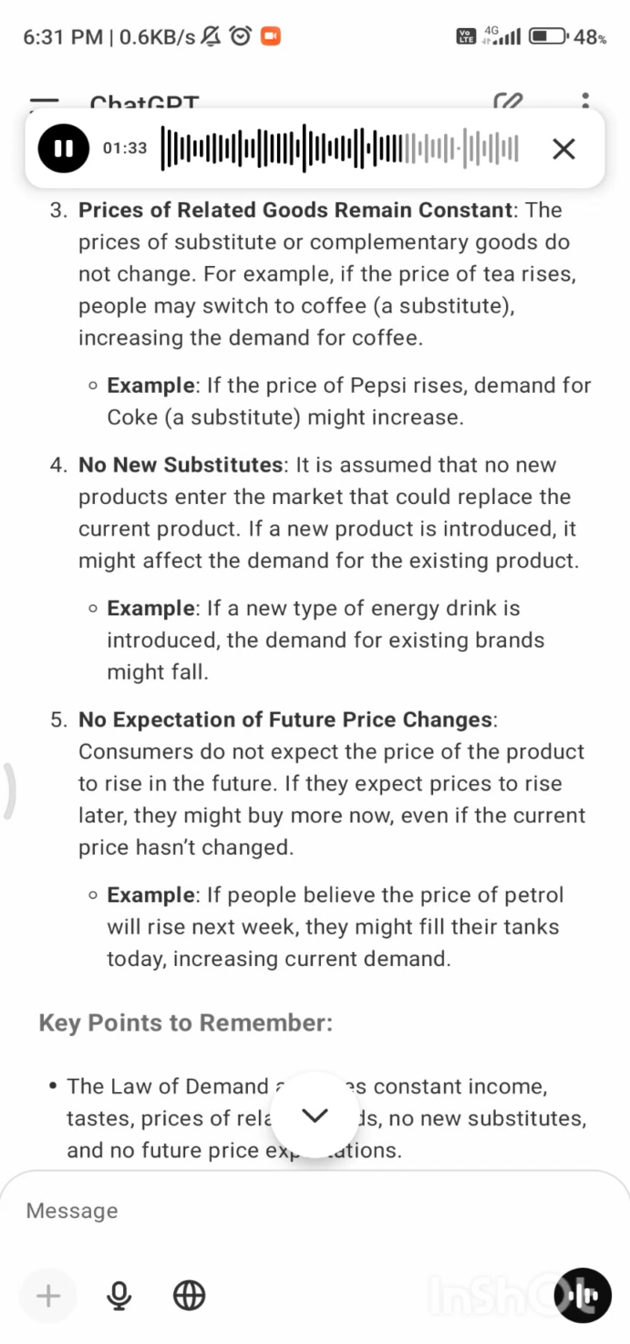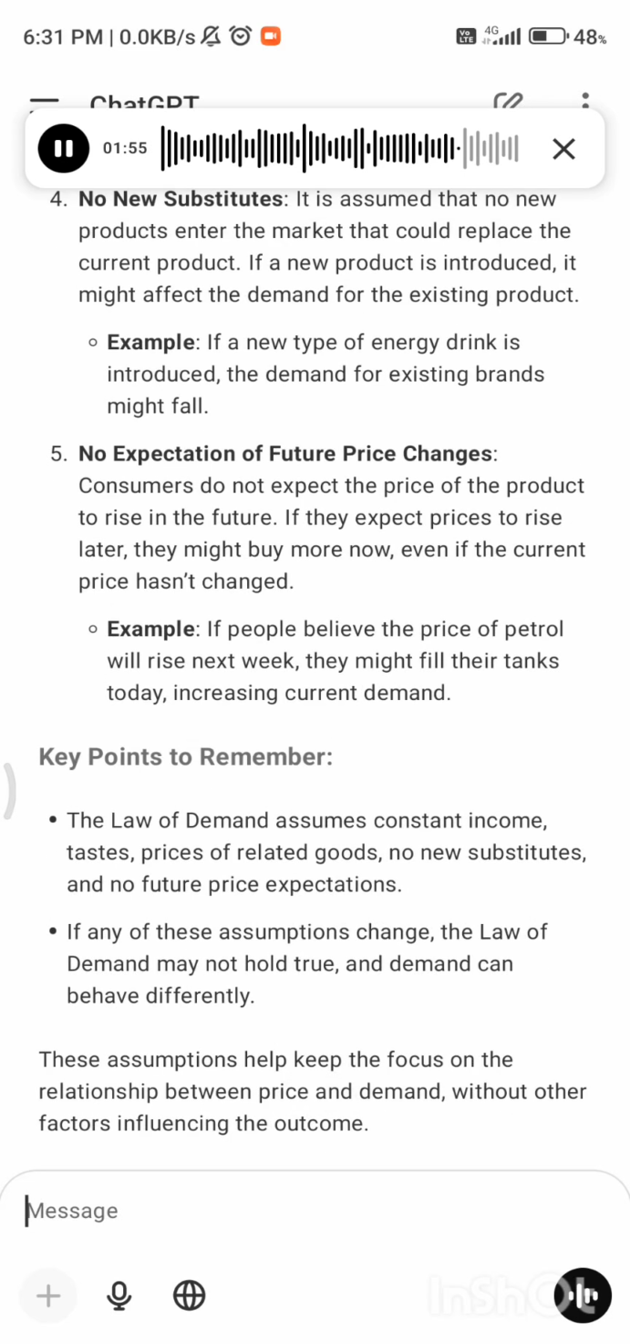5. No expectation of future price changes. Consumers do not expect the price of the product to rise in the future. If they expect prices to rise later, they might buy more now, even if the current price hasn't changed. Example: if people believe the price of petrol will rise next week, they might fill their tanks today, increasing current demand. Key points to remember.